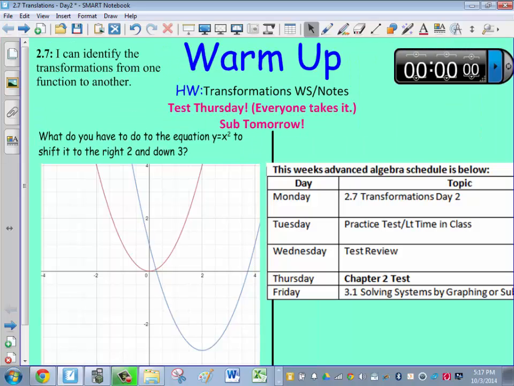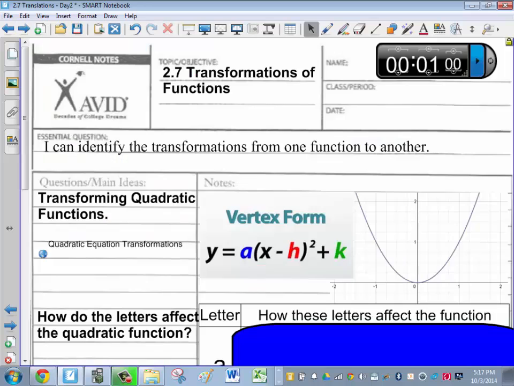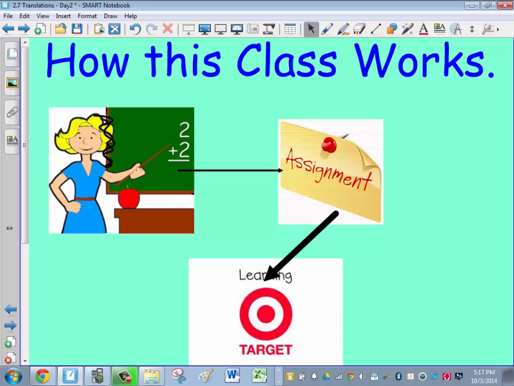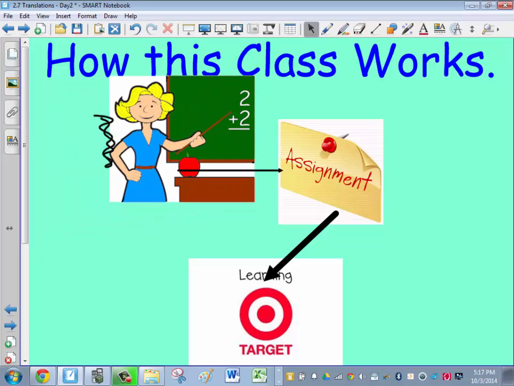Let's see if I can find my son's picture. Where's my son? Oh, I don't have it. Let's do this. Let's imagine this is my son here, this teacher lady, and we want to transform this lady.